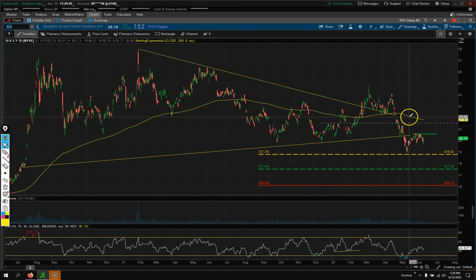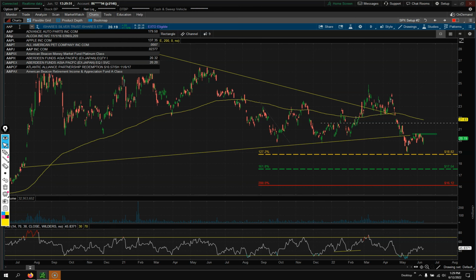Silver, I think silver has put in a potential low. Nice pullback, nice reversal. If we could get above this 20.65 level, I think we'll go up to around 21.75 to retest the 200 period moving average.